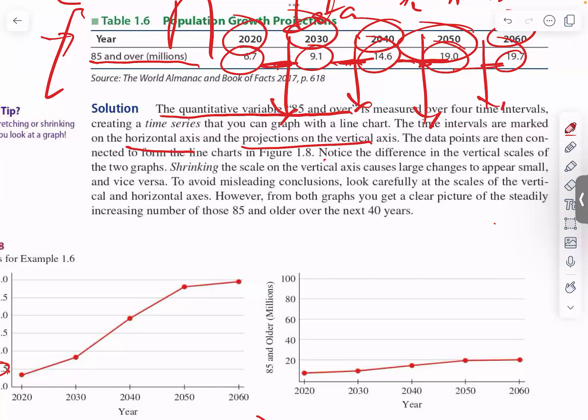So notice the differences in the vertical scales of the two graphs. The shrinking scales on the vertical axis cause large changes to appear small and vice versa. To avoid misleading conclusions, look carefully at the scales of the vertical and horizontal axes. However, from both graphs, you get a clear picture of the steadily increasing number of those who are 85 and older over the next 40 years.